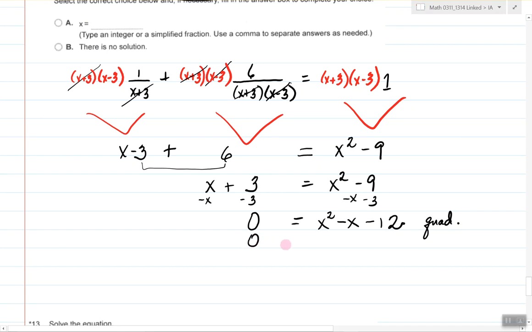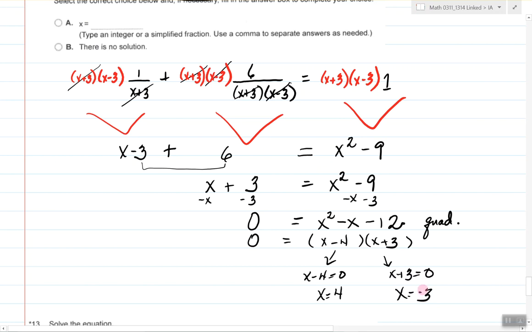So it's 0 is equal to x minus 4 times x plus 3. If x minus 4 is the factor making this be 0, x is 4. If x plus 3 is the factor making this 0, x is negative 3.